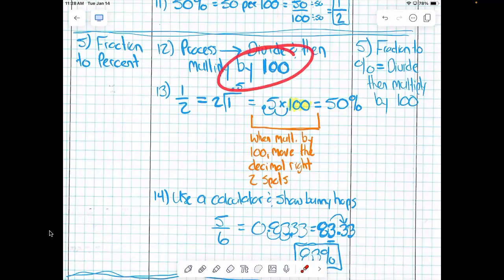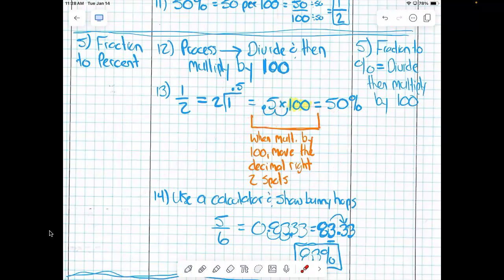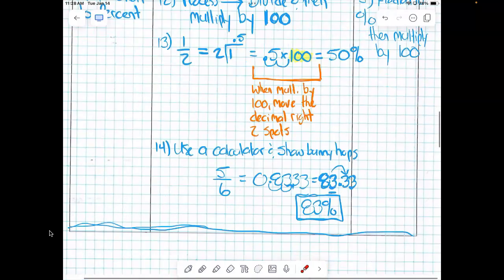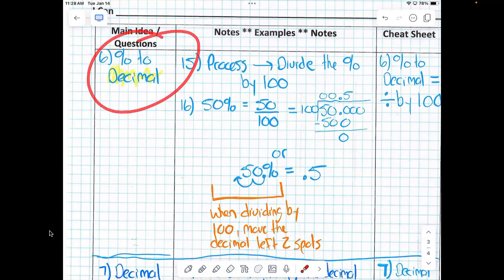The last step is to multiply by 100 because percents are based out of what number? 100. So we got 0.5, we multiply by 100, and that's the same as doing what? That's the same as doing what? Bunny hop. When you multiply, you bunny hop to the... Right. We good? Yes.